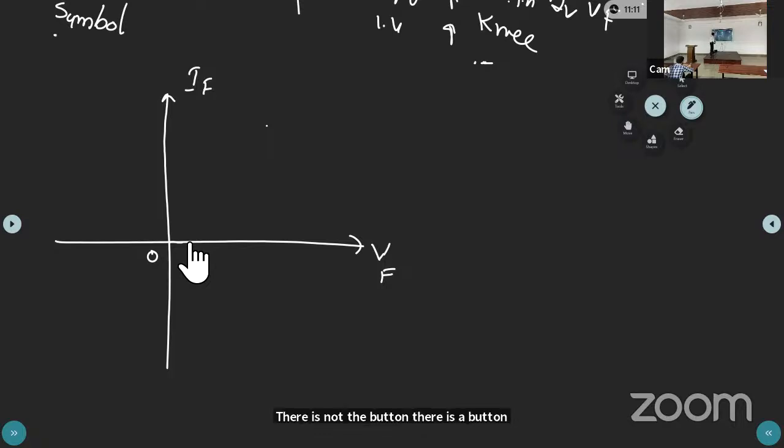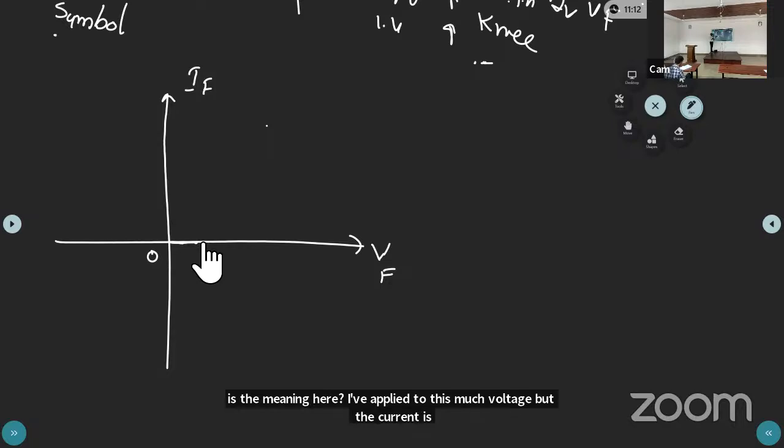Okay, so slowly we are increasing. So if you are increasing the applied voltage, the diode will not conduct because the barrier is present. Okay, now if you are increasing the voltage, what is the meaning of this? We are at here now. What is the meaning here? I have applied this much voltage, but the current is 0. There is no current in the diode.